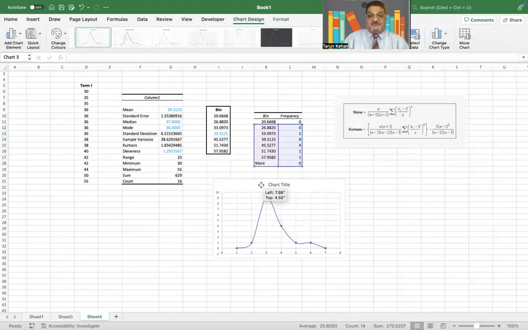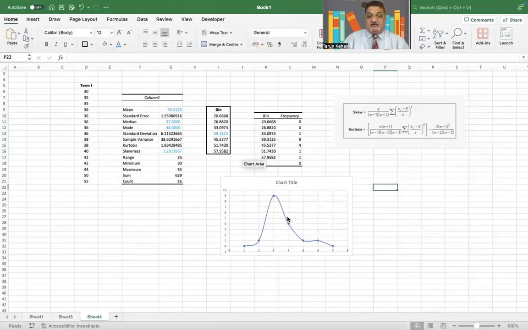Yes. So now if you look here, it's clear that the left tail is extremely short. The right one is long. So this is definitely skewed to the right. So this is a positively skewed distribution.